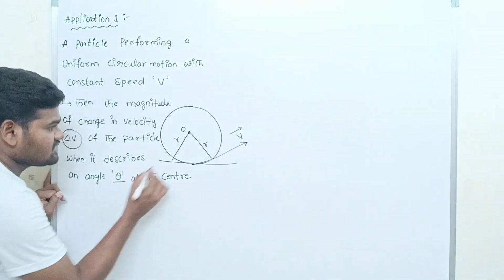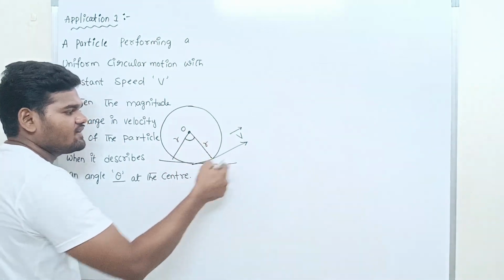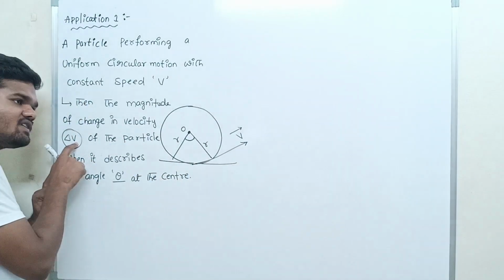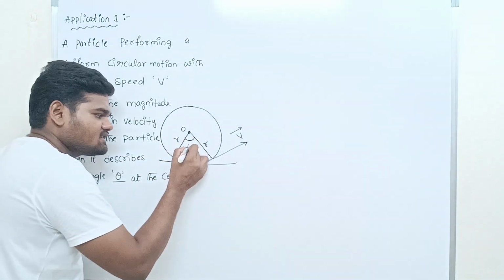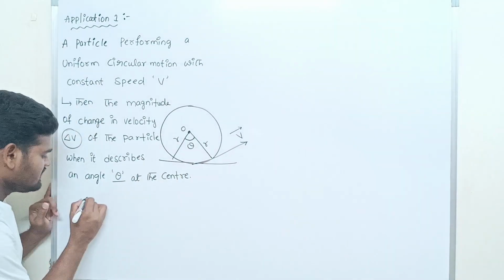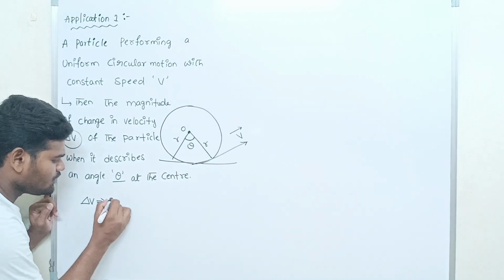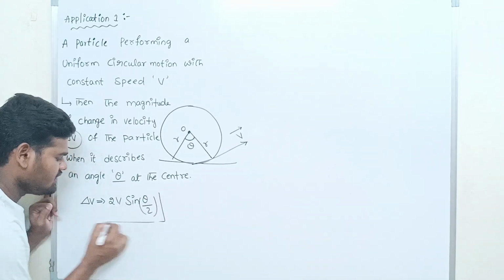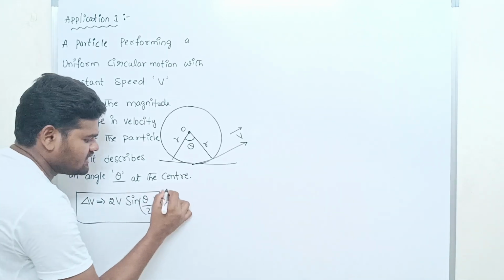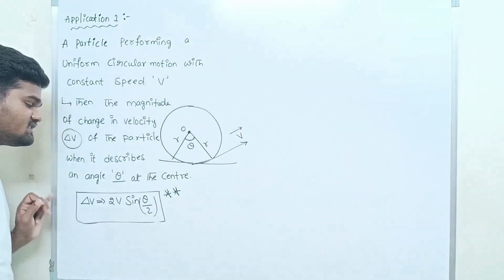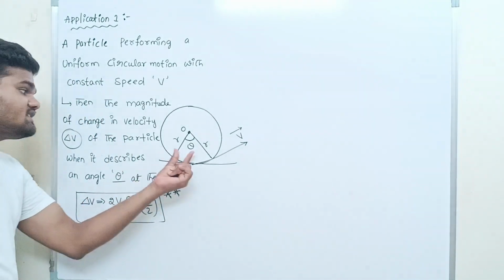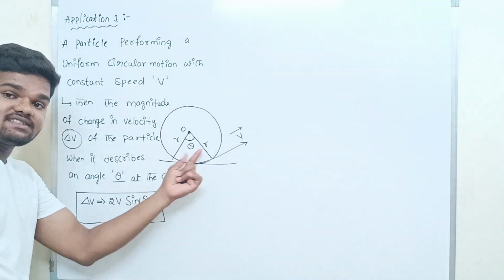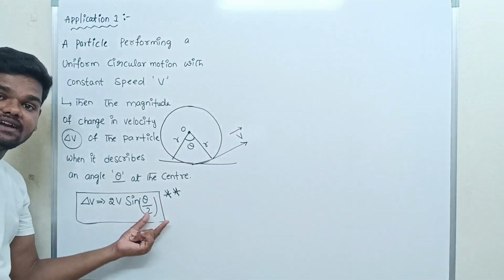So the formula is: when the particle performs uniform circular motion with constant speed v, the change in magnitude of the velocity, delta v, when the particle makes an angle theta at the center, is delta v equals 2v sin theta by 2. Based on this formula, we have a direct JEE Mains question. The change in magnitude of the velocity when it describes an angle theta at the center is delta v equals 2v sin theta by 2.